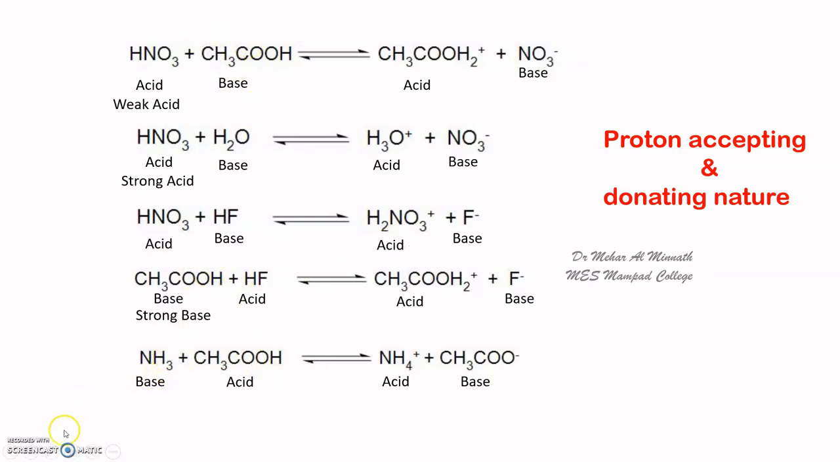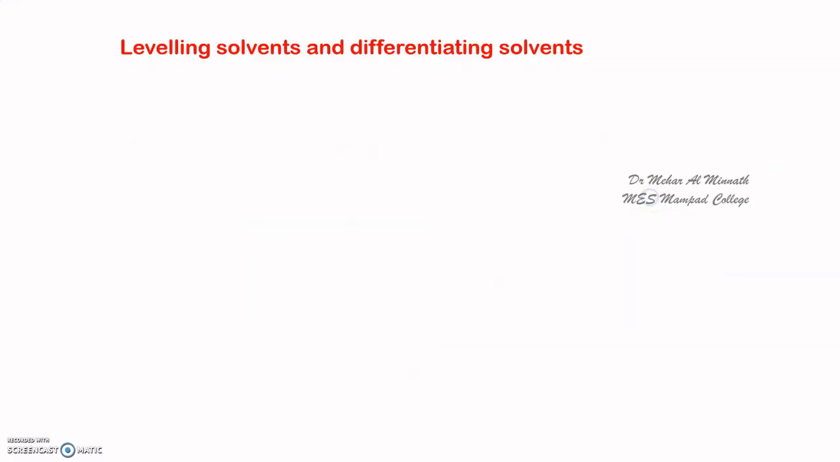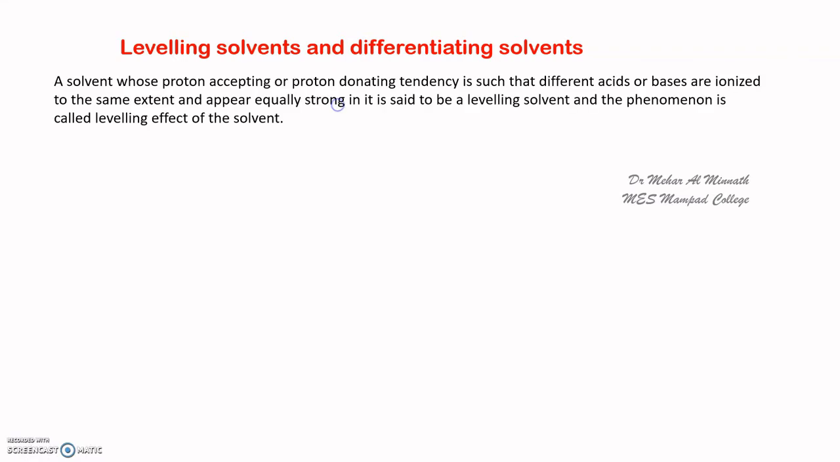So depending upon the nature of the solvent, that is, depending on the proton accepting and donating nature, what does that mean? It's the basic or acidic nature of the solvent, the strength of the acid varies. Now this can be explained in terms of leveling solvents and differentiating solvents. Now what is leveling solvent and differentiating solvent? A solvent whose proton accepting or proton donating tendency is such that different acids or bases are ionized to the same extent is called a leveling solvent, and that effect is called the leveling effect of the solvent.